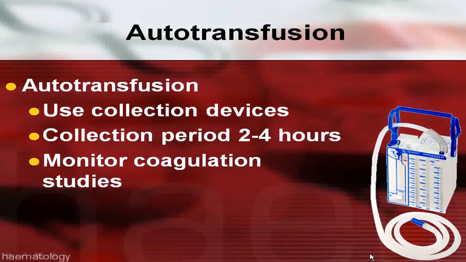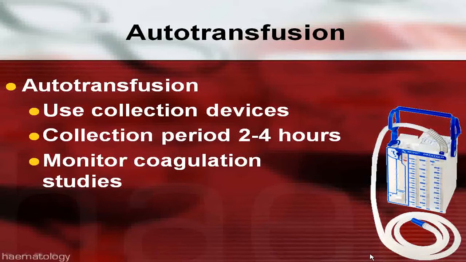Okay. Autotransfusion is another thing that can occur. It's like an autologous donation in that the client is getting back their own blood. But they use a collection device. And this is usually in the hospital operating room during surgery. Or I suppose it could also be done in ICU if you have someone who's losing a lot of blood, or in the emergency department. But they use a collection device. And the collection period is usually 2 to 4 hours.